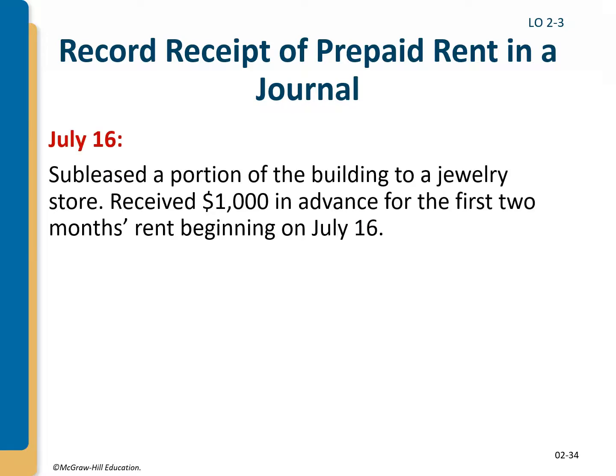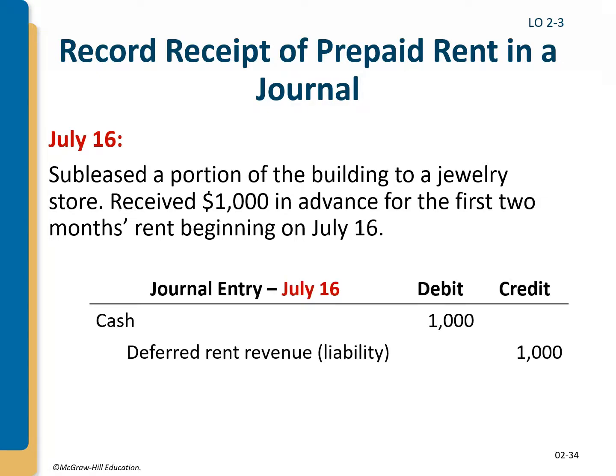Prepaid rent. Subleased a portion of the building to a jewelry store. So remember, we rented it. So we're the lessee here. Well, what we did was we took the thing we're renting and rented it to someone else. So that's a sublease. A portion of the building to a jewelry store. Received $1,000 in advance for the first 2 months' rent beginning on July 16th. Well, we debit cash $1,000 because we got cash. Increase it. We don't decrease prepaid rent. Prepaid rent is prepaid rent.